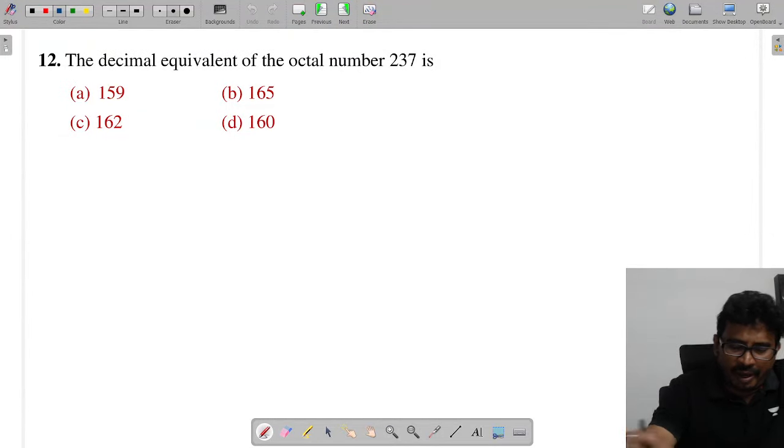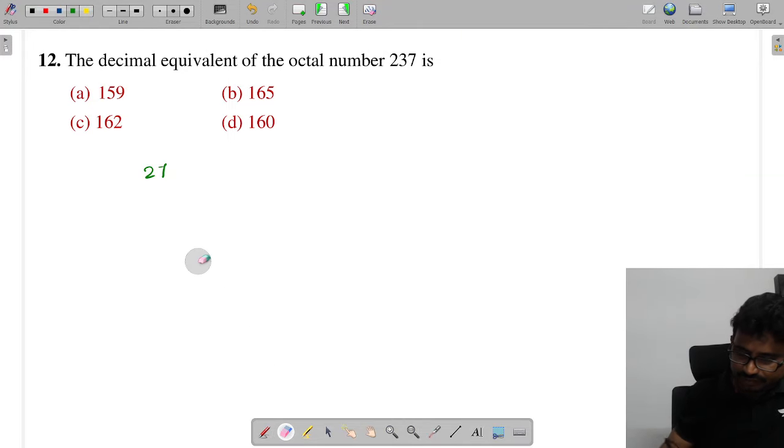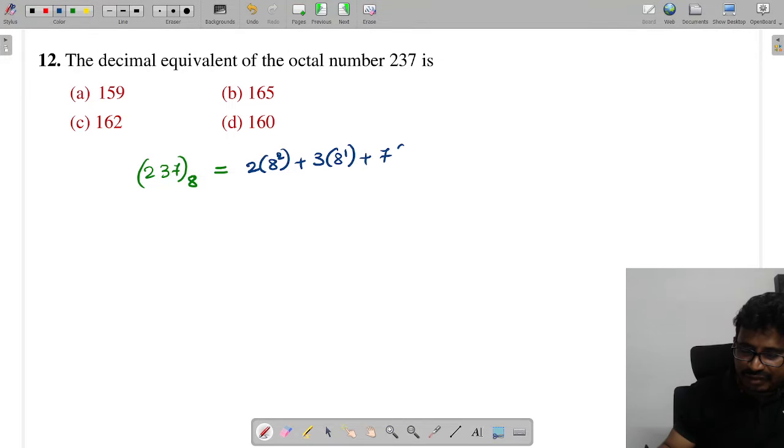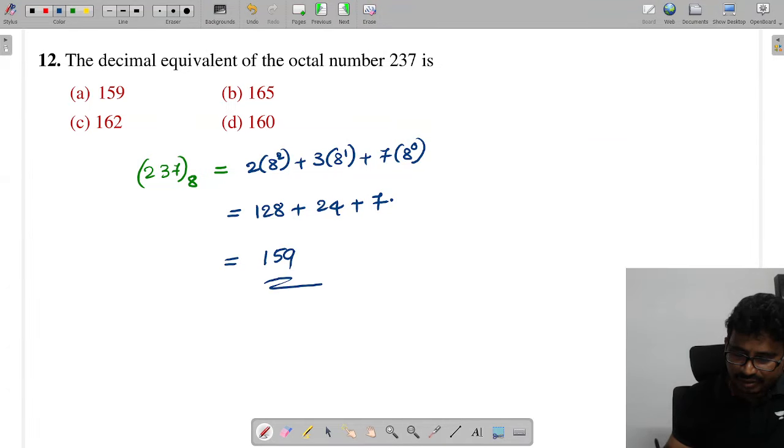Decimal equivalent of octal number. Now tell me what we should do here. They have given the octal number, that is 237. Now we need the decimal value. So that means 2 into 8 square plus 3 into 8 power 1 plus 7 into 8 power 0. So how much is this value? 2 into 64 is 128, plus 3 into 8 is 24, plus 7. So how much will come here? 128 plus 24 plus 7, so this is 159. Option A.